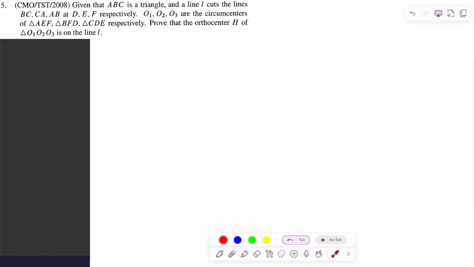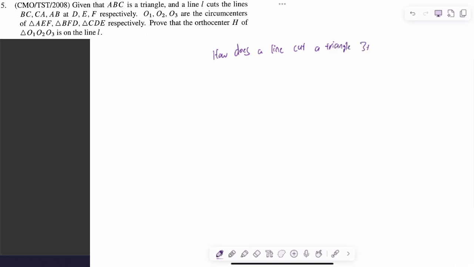Switch to the iPad. First question, get it out of the way first. Okay, wait, let me get my pen. First question I might have: how does a line cut a triangle 3 times? Because they said line L cuts the lines BC, CA, and AB, so it cuts all 3 sides.